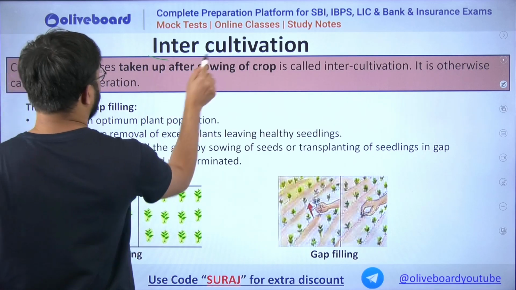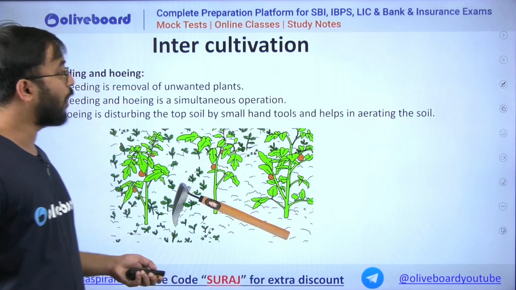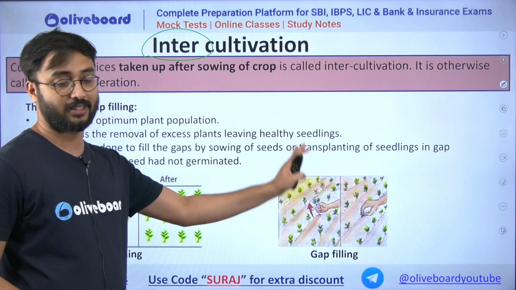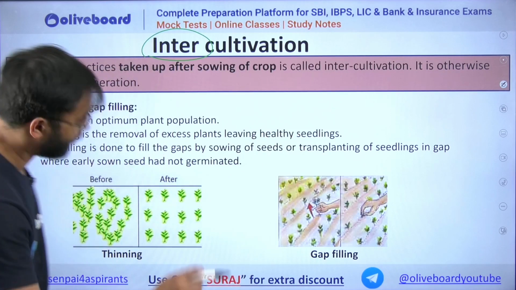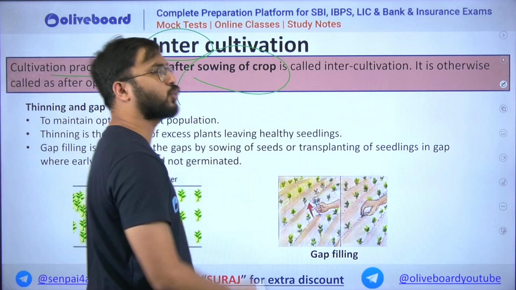Then comes intercultivation. We will talk about intercultivation. This is our last point, and then tomorrow we will discuss different types of intercultivation and different ways in which intercultivation is done. Okay. So, cultivation practices which are taken up after the sowing of the crop.